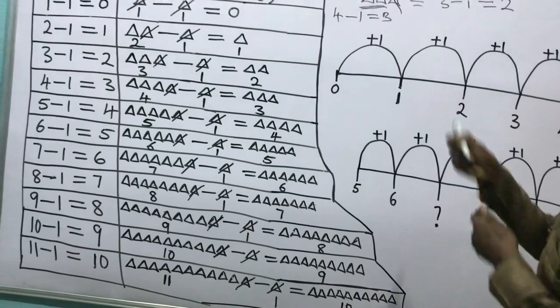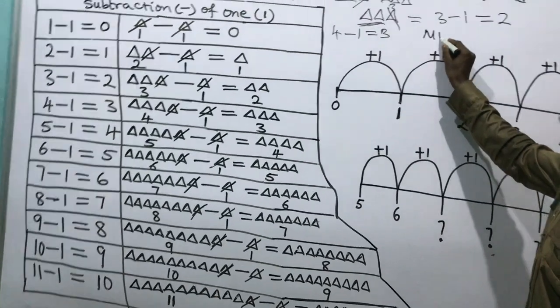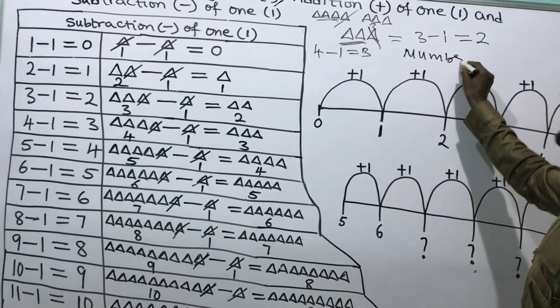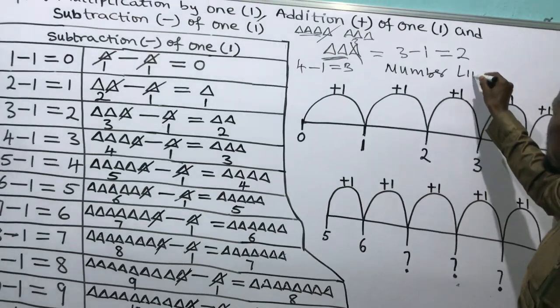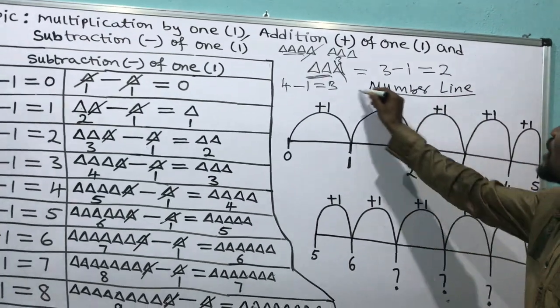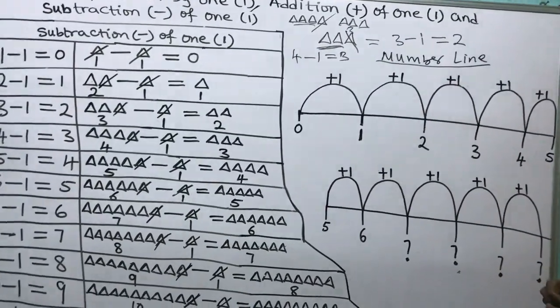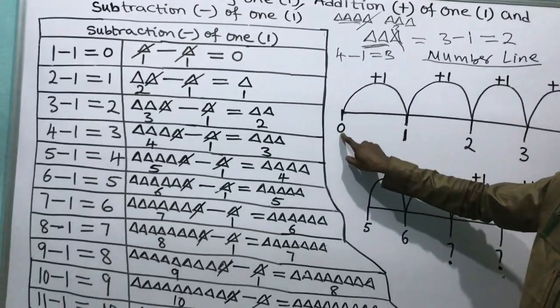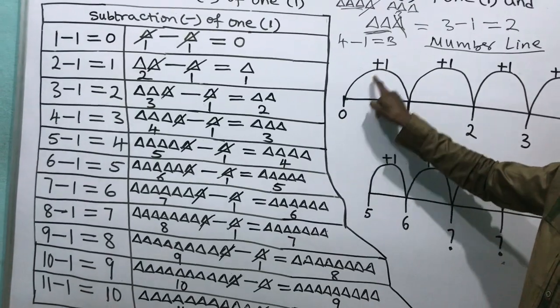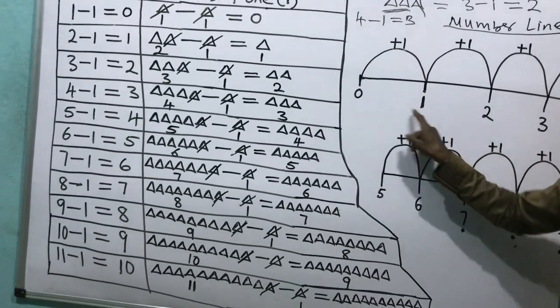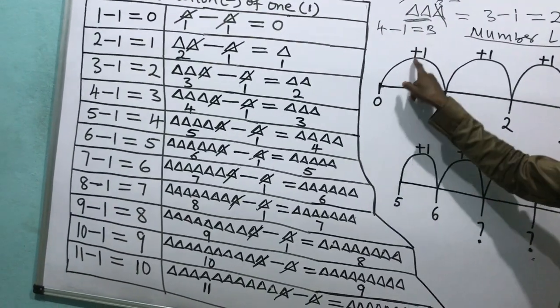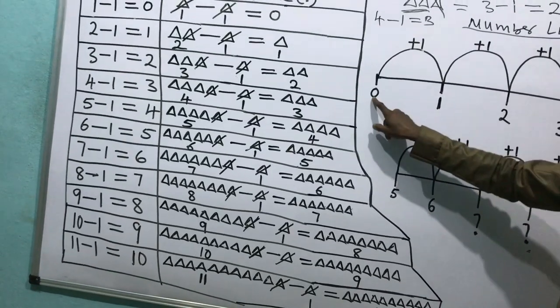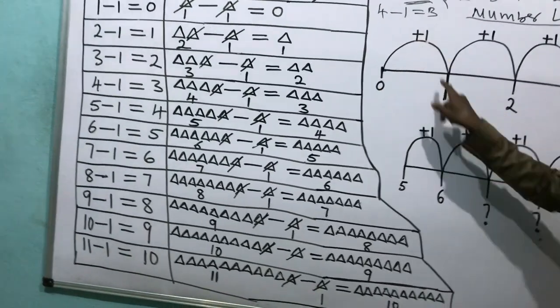This is what we call what? Number line. We call it what? Number line. Can you mention it? Number line. This is what we call the number line as we read. Can we read it now? That means 0. Look at 0 plus 1. 0 plus 1 will give me 1. Nothing plus 1 will give me 1. 0 means nothing, plus 1 will give me 1.